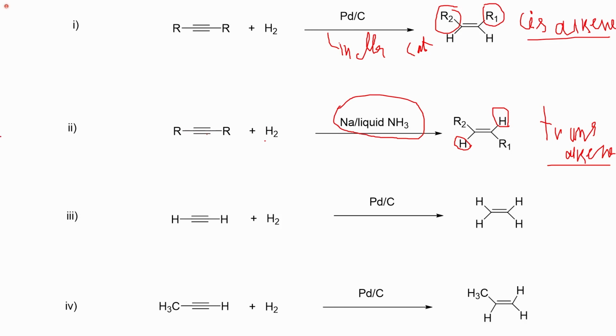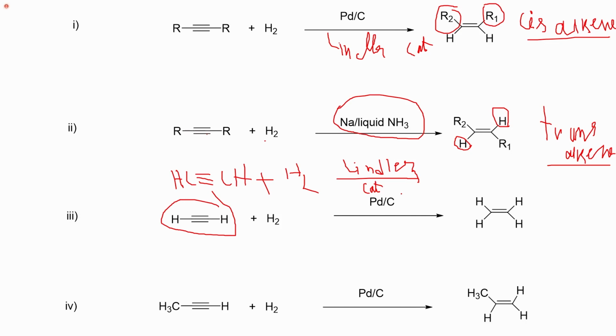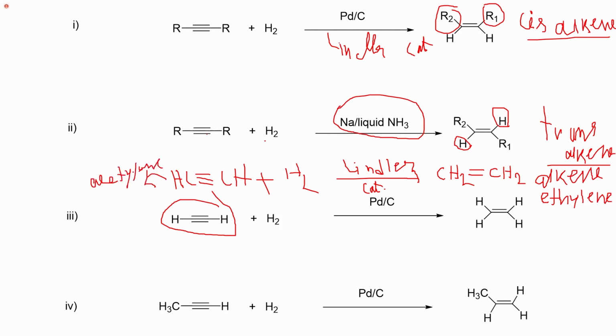Suppose you have an acetylene moiety, simple CH triple bond CH, with hydrogen and the Lindlar catalyst, that is palladium charcoal. Then what will you get? CH2 double bond CH2, that is an alkene, but this alkene has a specific name. It is also known as the ethylene molecule. This is ethylene, and this is the acetylene moiety.